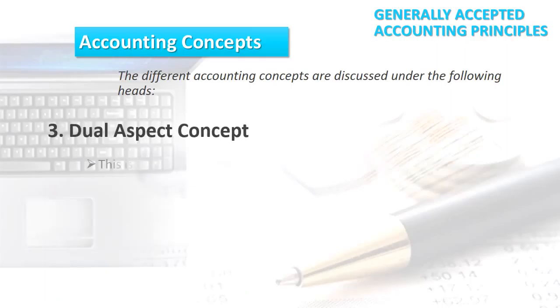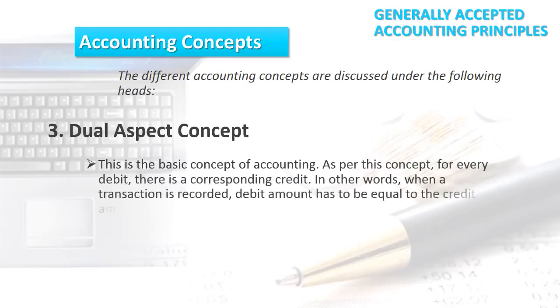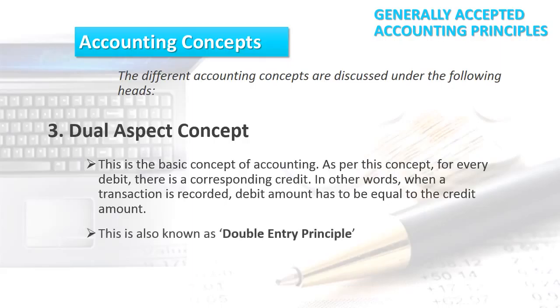Dual aspect concept. This is the basic concept of accounting. As per this concept, for every debit, there is a corresponding credit. In other words, when a transaction is recorded, the debit amount has to be equal to the credit amount. This is also known as double entry principle. No transaction is complete without double aspect.